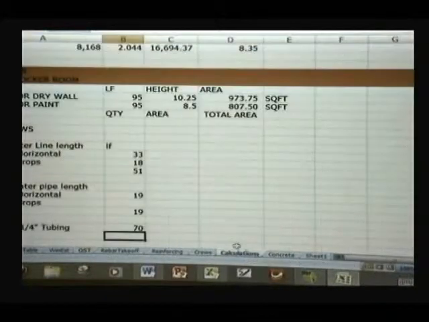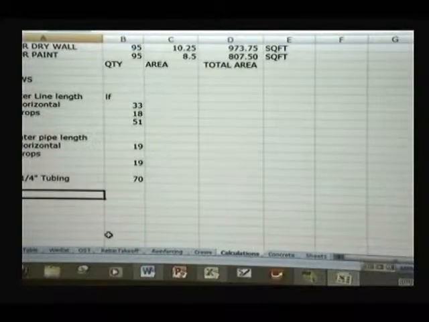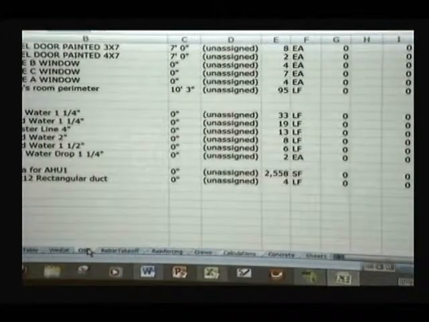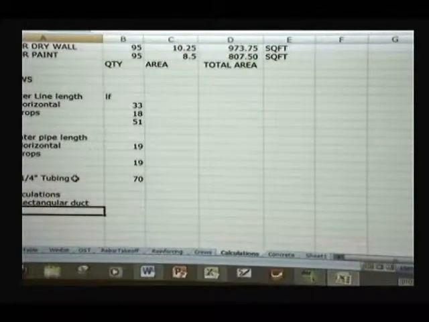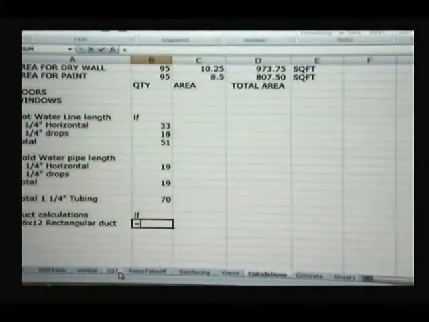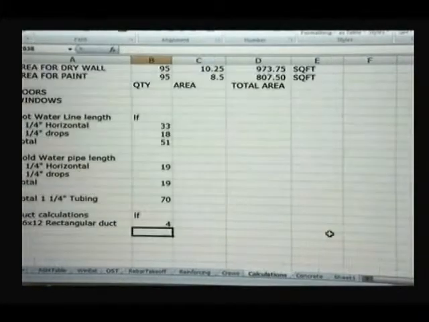So I'm going to use the calculations here to calculate the duct weight, right? So basically, I'm going to copy. I'm just going to be a little lazy about that. The 16 by 12 duct. The linear feet is going to be 4 linear feet that I took off, right?